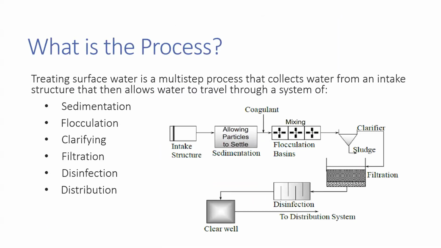What is the process? Treating surface water is a multi-step process that collects water from an intake structure that then allows water to travel through a system of sedimentation, flocculation, clarifying, filtration, disinfection, and distribution. Here's a quick diagram to visualize the process.